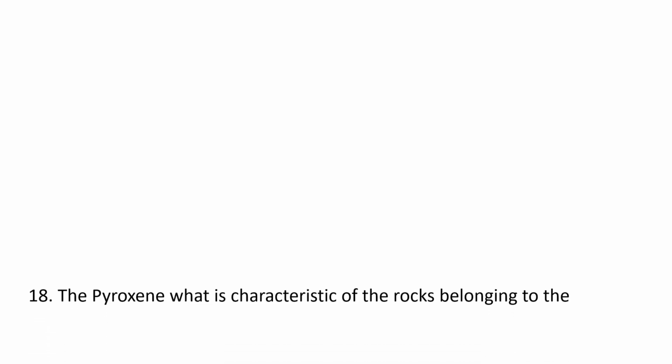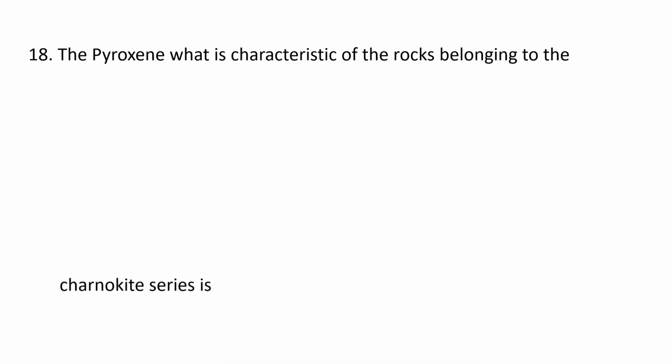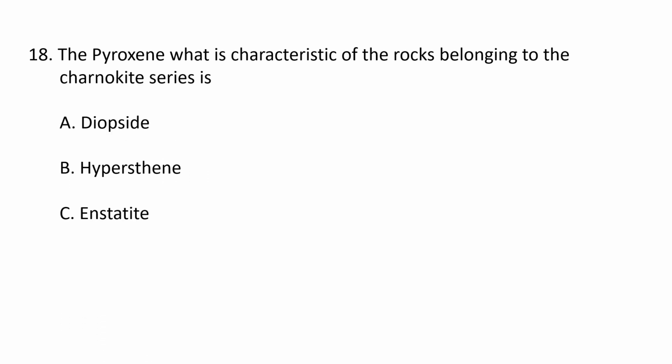Next question. The pyroxene that is characteristic of the rocks belonging to the Charnockite series is A. diopside, B. hypersthene, C. enstatite, D. omphacite. So the pyroxene that is characteristic of the Charnockite series is hypersthene. These Charnockites are dark and greasy looking rocks, grayish or greenish or bluish gray in color and equigranular in texture, with a pleochroic orthopyroxene, probably hypersthene, which is invariably present in the Charnockite series. So B, hypersthene, is the correct option.